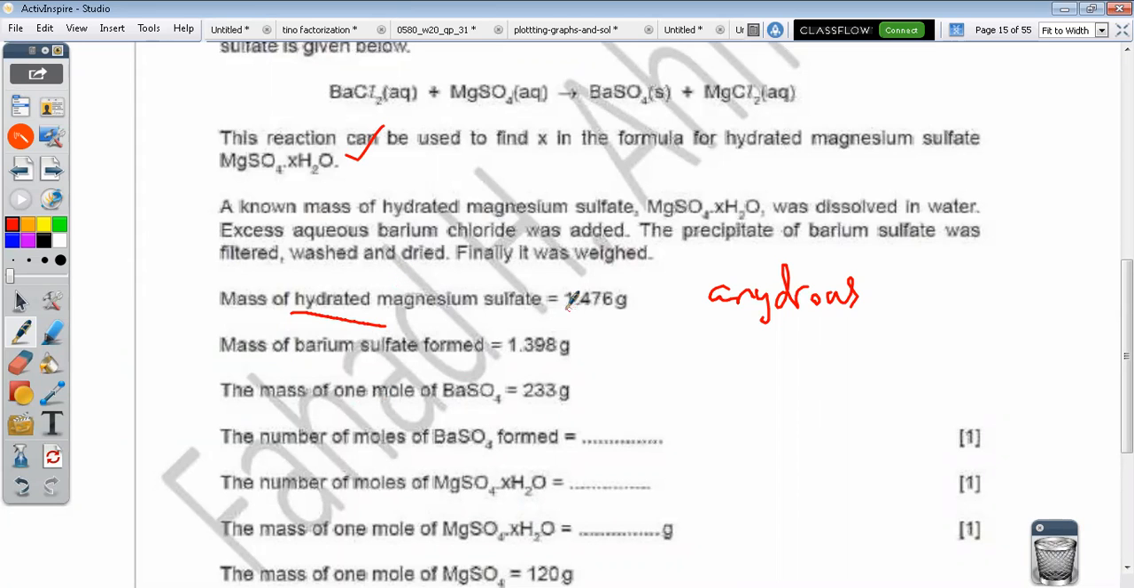So we are given the mass of the hydrated. Now the mass of the barium sulfate that was formed is this. The mass of 1 mole means the MR. If they say the mass of 1 mole is given, no need for you to calculate it here. Then the first part, see how easy this is. Find the number of moles of barium sulfate formed. What did you say about number of moles? Number of moles is the mass produced divided by the MR. What mass of the barium sulfate? There.